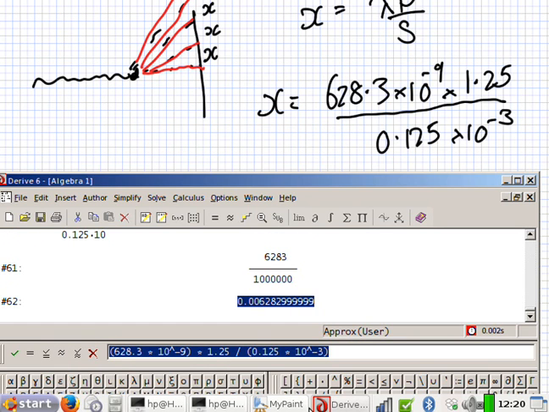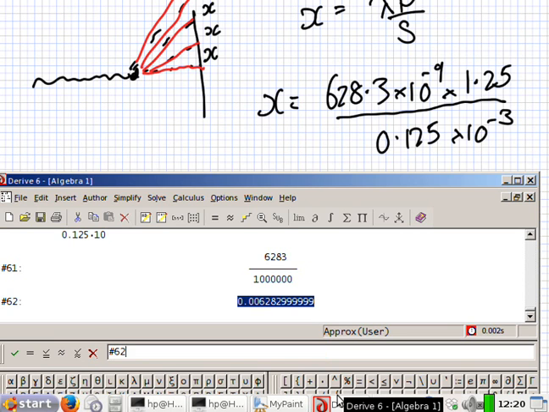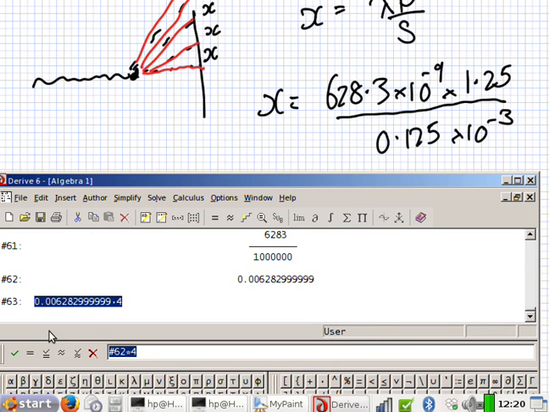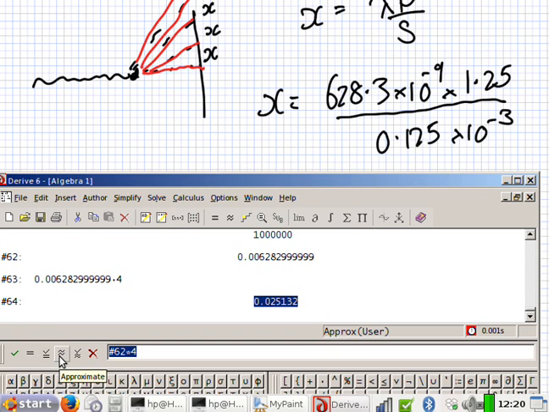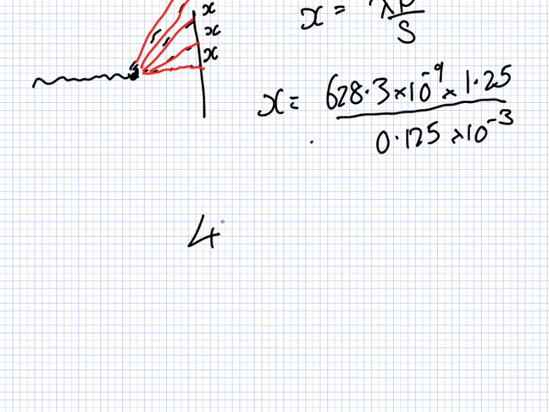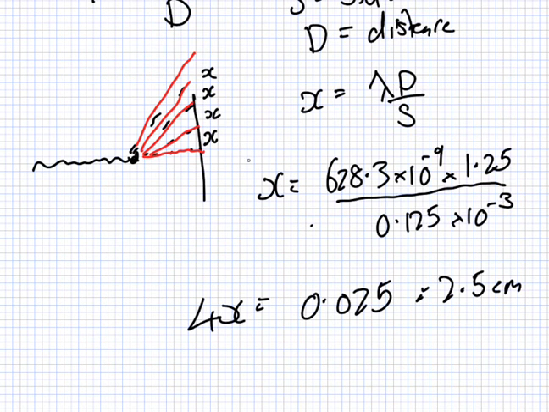Now I have to multiply this answer by 4 to get the total distance. Same answer. So 4x would equal 0.025, which is 2.5 centimeters. So you have two formulas you can use, and both formulas give you the same answer, which is absolutely perfect. It's what you could always hope for.